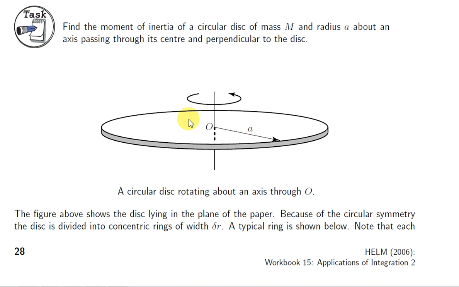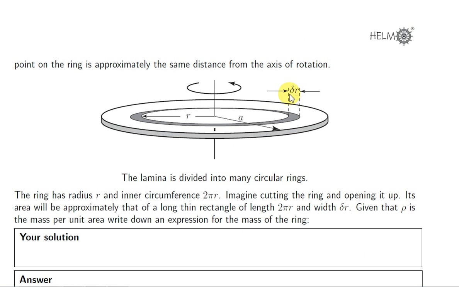Now for our mass elements in this example, we take circular rings centered at O. So here is one such ring. Its width is delta r, and of course we will let that go to 0, so we will get a mass element. So again, it's obviously not a point mass, but the calculations will still work out.